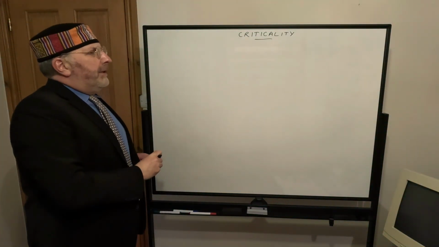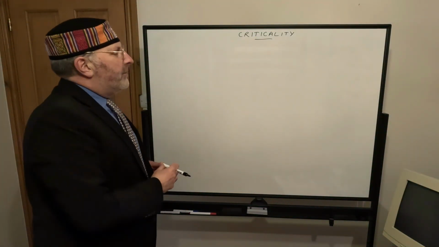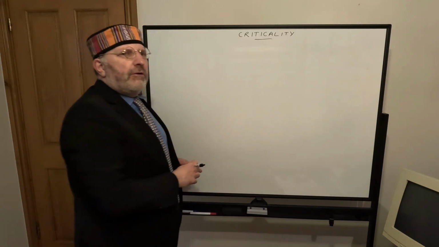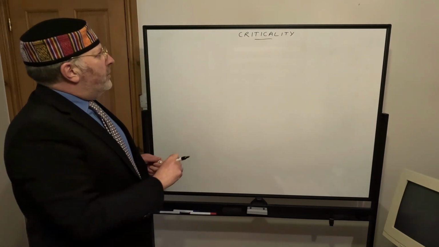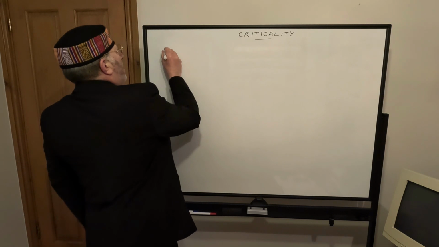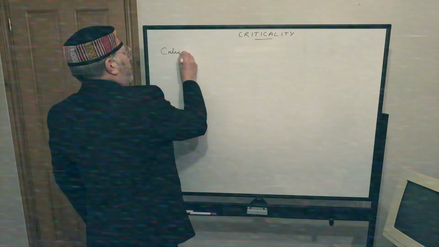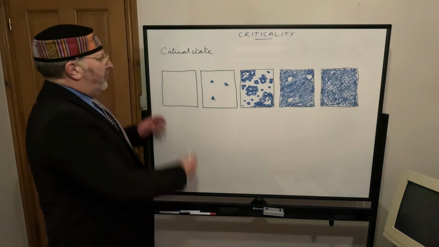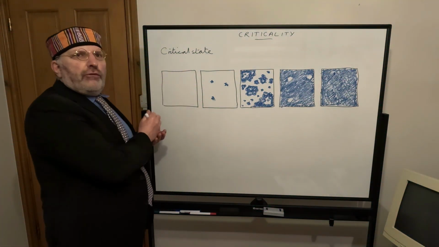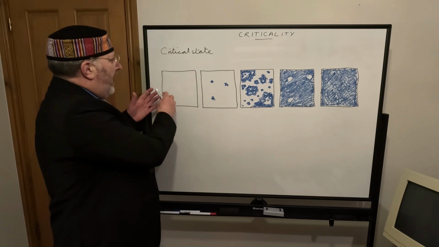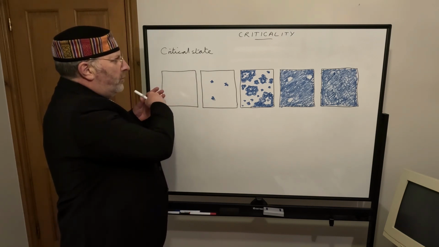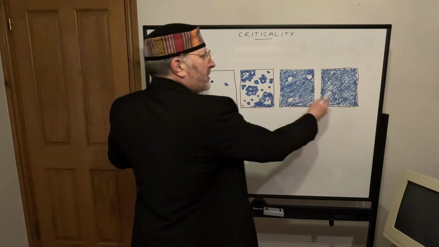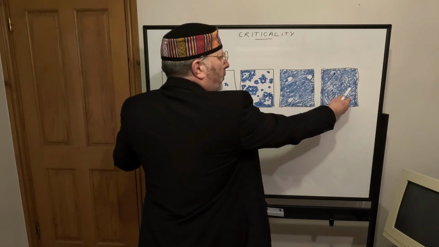Okay, so for our next topic to do with scale-free behaviour, we're going to consider the whole issue of criticality. And so we'll start by considering what we mean by the critical state. Okay, so this represents something like a block of ice in a container, and we're going to warm it up so that it eventually melts and turns into water.